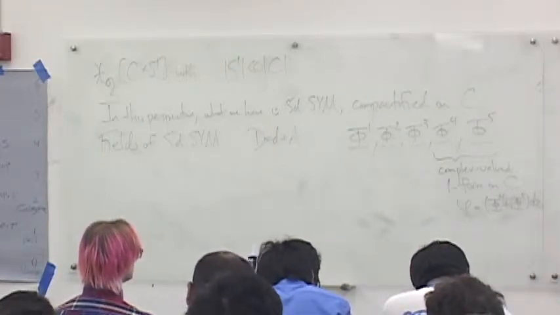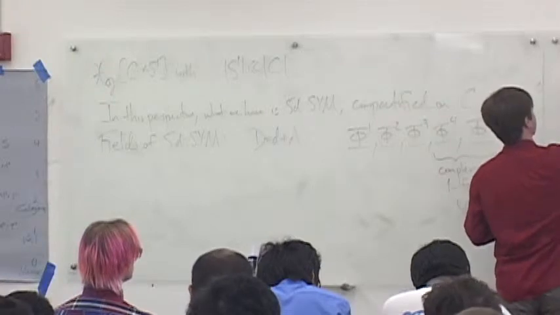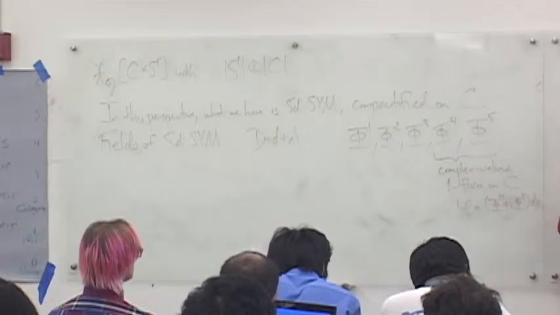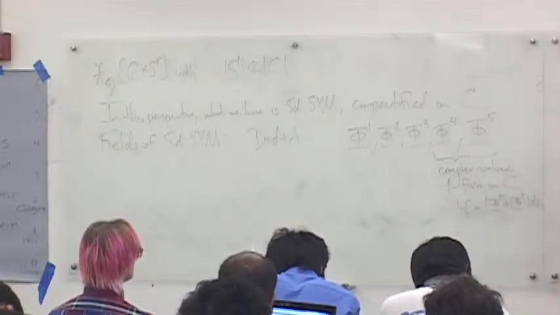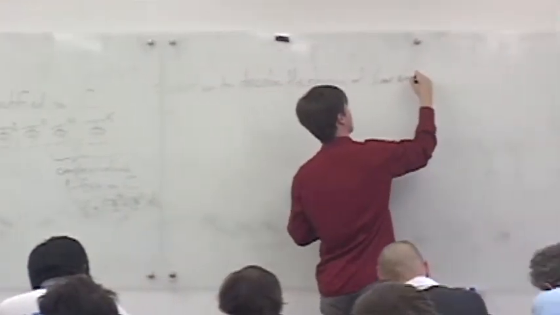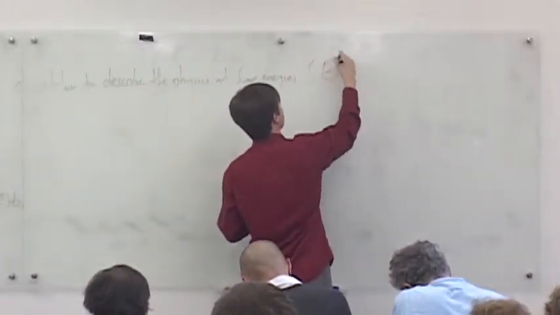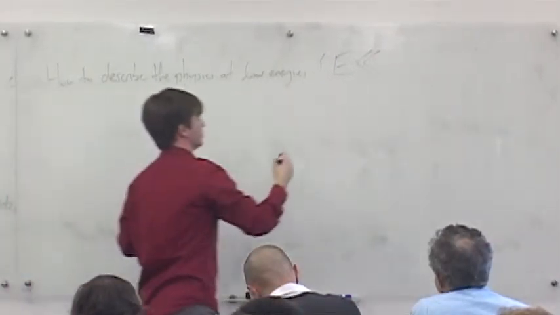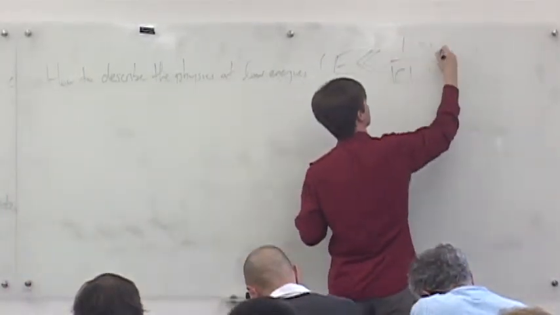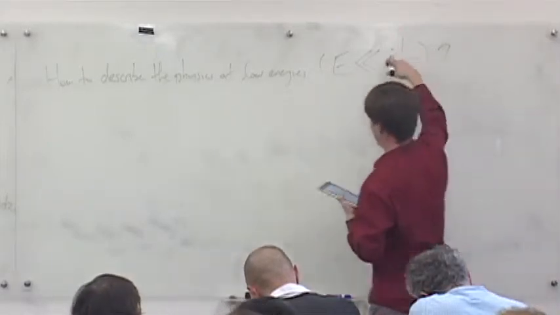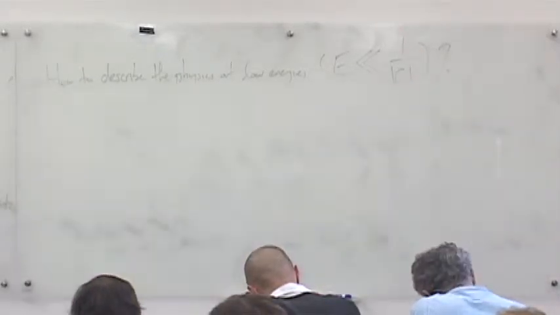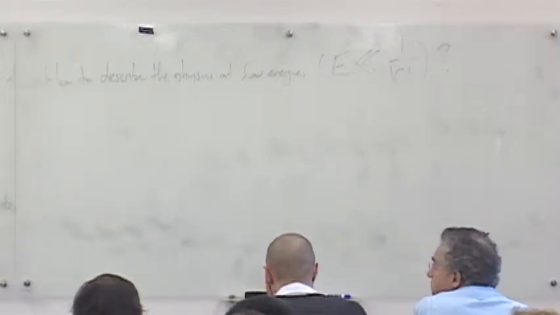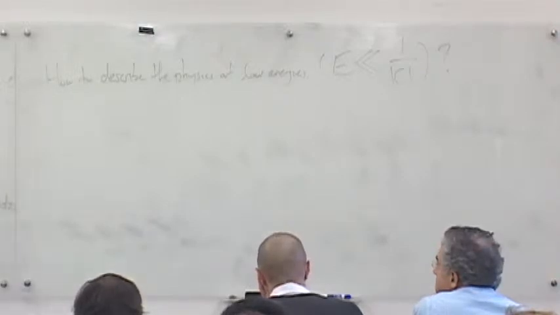So how to describe the physics of this theory at low energies? And so here, what I mean by low energies, I mean low compared to the scale of this Riemann surface, the typical scale of the Riemann surface. So in general, that kind of question is hard, but in this case, it's actually not so hard.